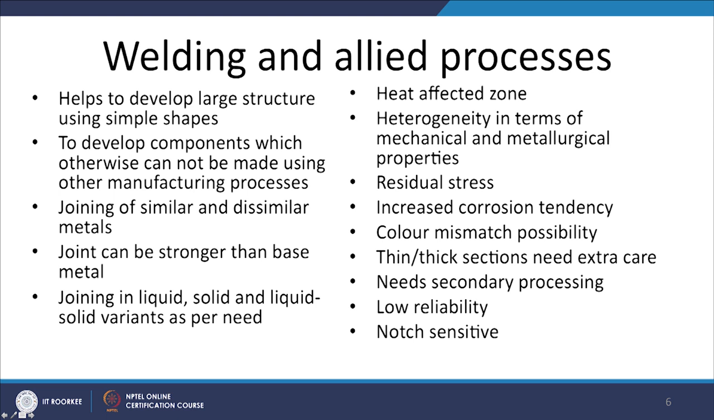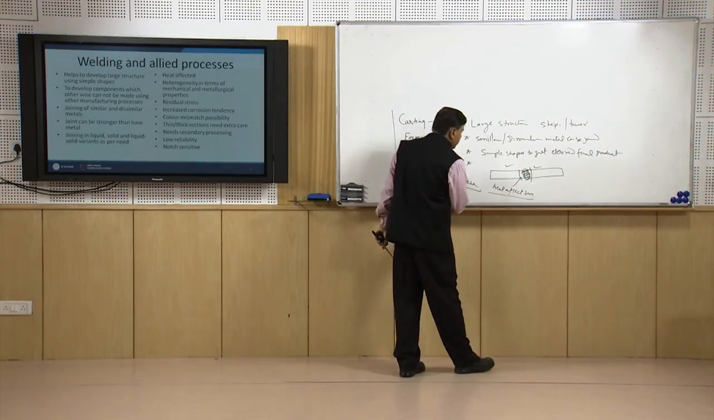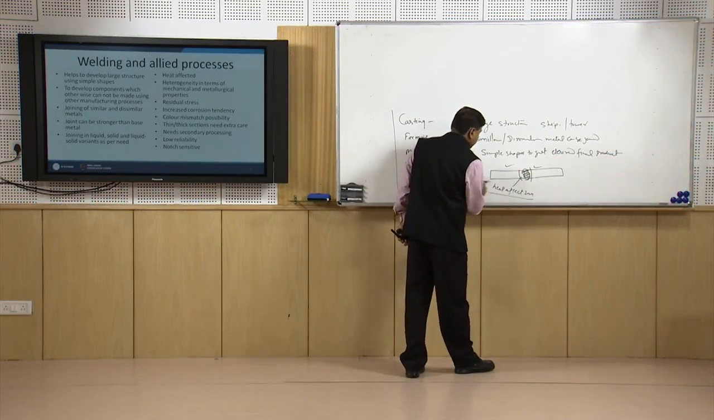Residual stresses are an integral part of all types of welding processes, and mostly they are found in the fusion welding processes. They are very tensile in nature, and these promote failure in a number of adverse working conditions of the weld joints. Other drawbacks are increased corrosion tendency, color mismatch possibility, and limited reliability and no sensitivity. All these features reduce the reliability of the weld joints.